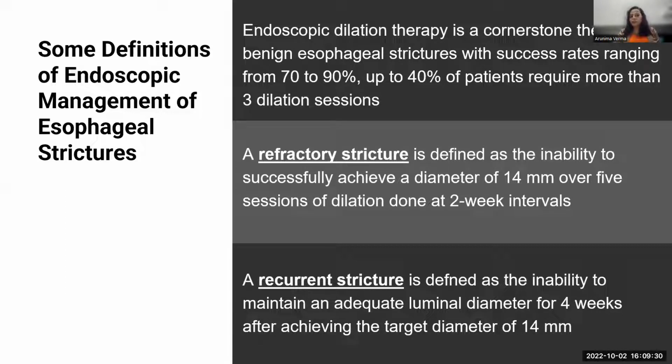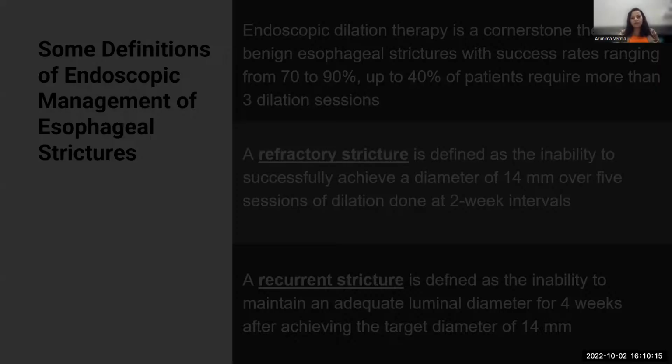Endoscopic therapy is the cornerstone treatment for benign esophageal strictures. The success rate ranges from 70 to 90%, but 40% of these patients would require more than 3 dilatation sessions. So there is something called a refractory stricture and there is something called a recurrent stricture. A refractory stricture is one where there is inability to successfully achieve a diameter of 14 millimeter over 5 sessions of dilatation, which are done at 2 weekly interval. While recurrent strictures are those where you have an inability to maintain an adequate luminal patency of 14 millimeter after achieving it for 4 weeks. So if the stricture is occurring before 4 weeks, then it becomes a refractory stricture.